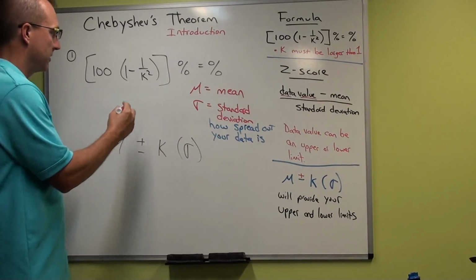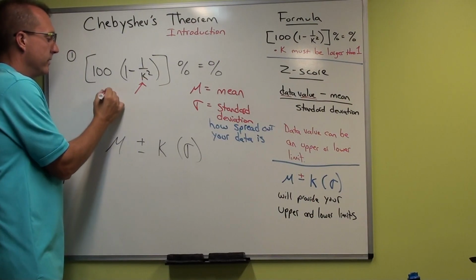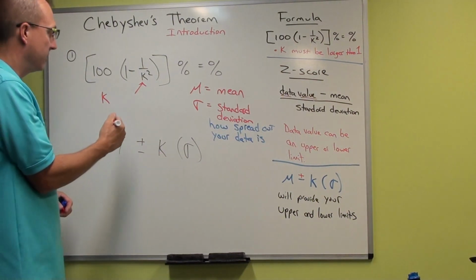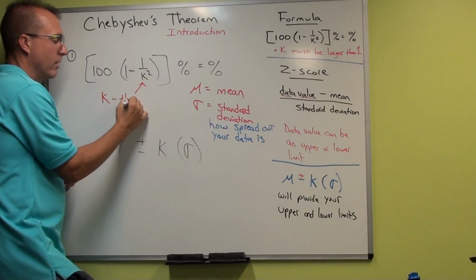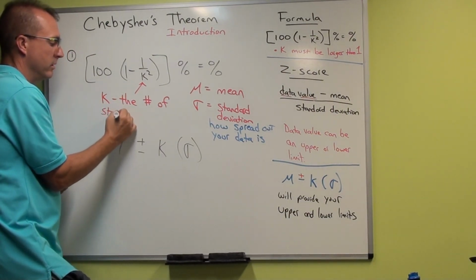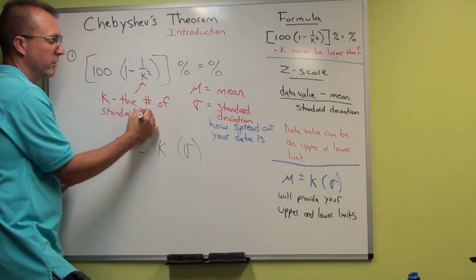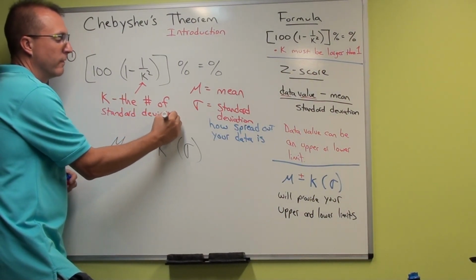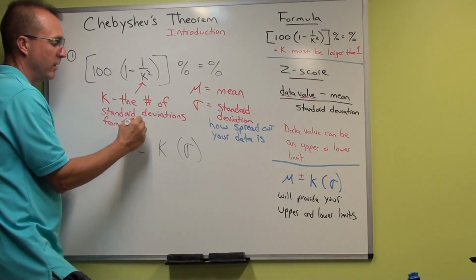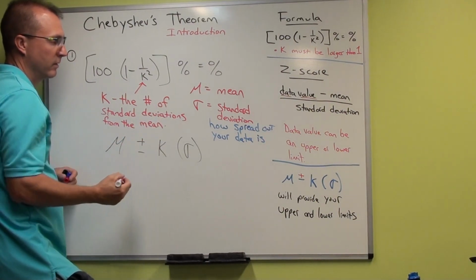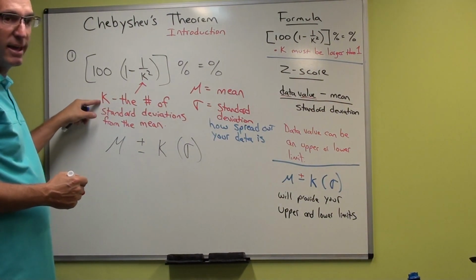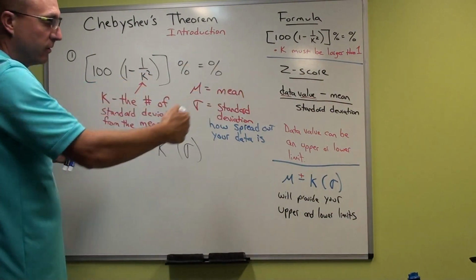Now when we look at this, k will be here, and standard deviation will be here. K is the number of standard deviations from the mean. So as this is the actual standard deviation, the k is how many standard deviations you went out to include.